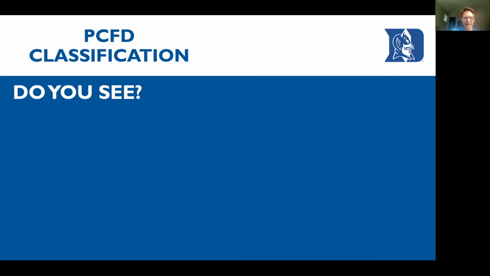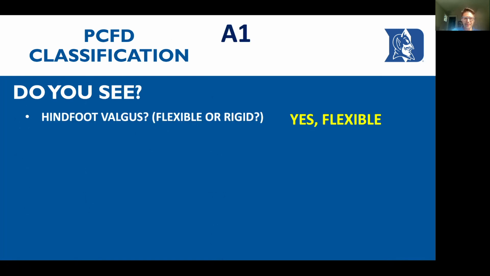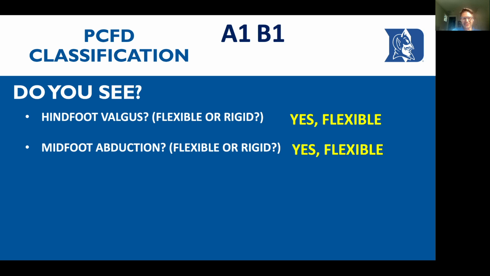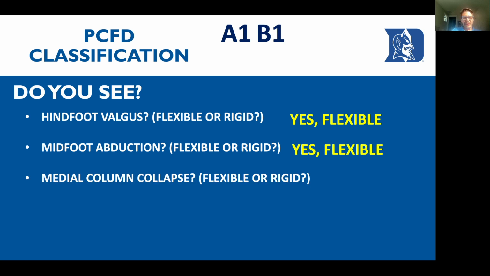So if we play with the classification, do you see valgus? I think you all would agree that there's valgus there. So yes, and it was flexible. So that's A1. Do we see midfoot abduction? I would say yes, we measured, and yes, it was flexible, so that's B1. Do you see collapse of the longitudinal arch, medial column collapse? Yes, and it was flexible. I'm telling you, it was flexible when I assessed.